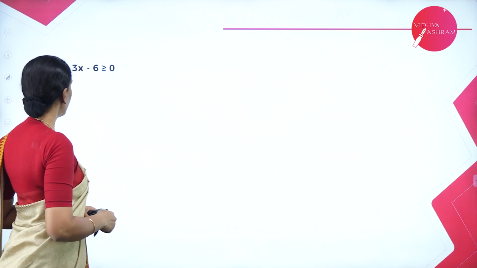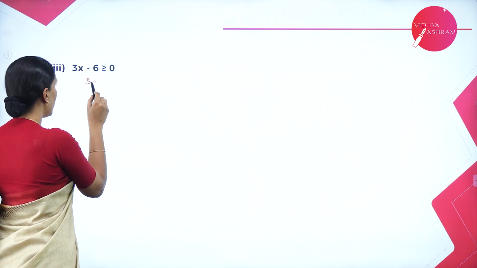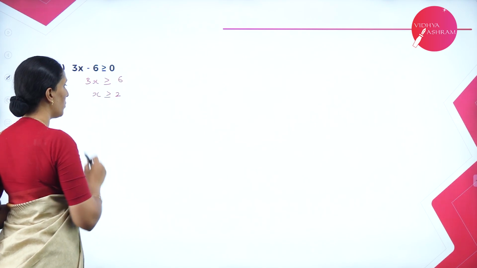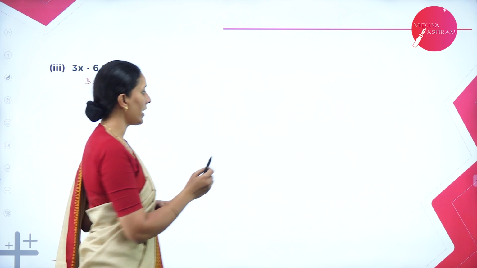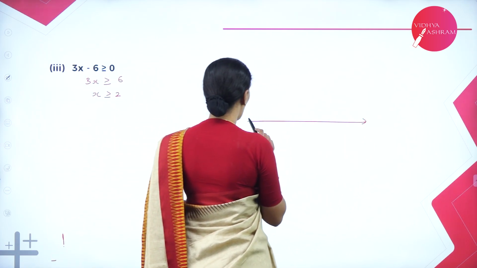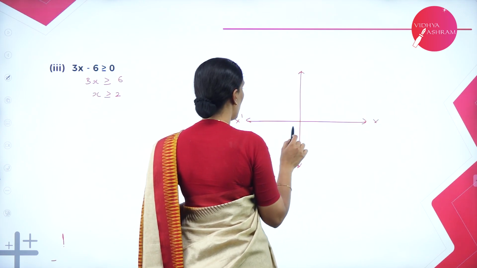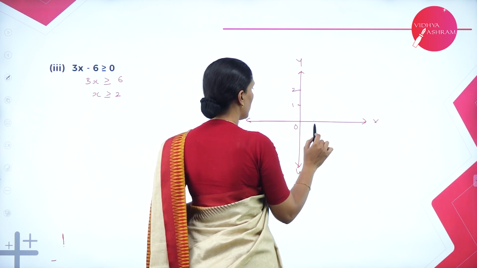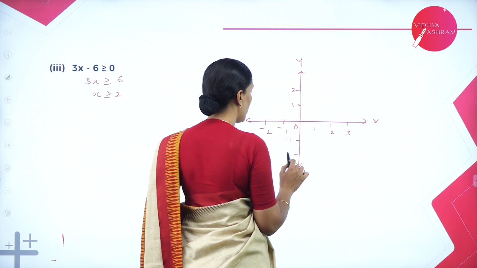Next question. 3x minus 6 greater than or equal to 0. So let us solve this. We have 3x greater than or equal to 6, which gives x greater than or equal to 2. So we have a straight line x equal to 2. Obviously it represents a vertical line parallel to the y-axis. Now let us draw the coordinate axes. So we'll take x, x dash, origin, y, y dash. So 1, 2, 3, minus 1, minus 2.